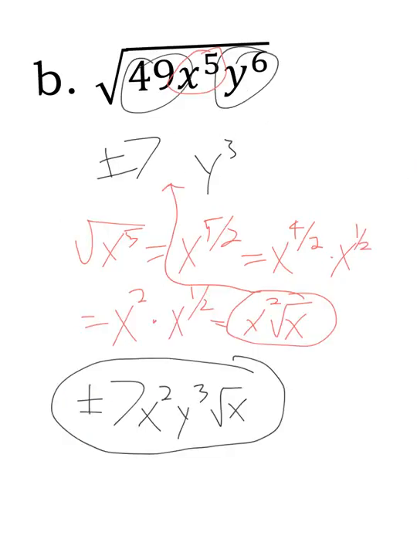Although now that I think about it, we skipped it on the previous one. So I'm going to write 49 x to the 5th, y to the 6th, and then the exponential form is raising it to the 1/2 power. Sorry about that.